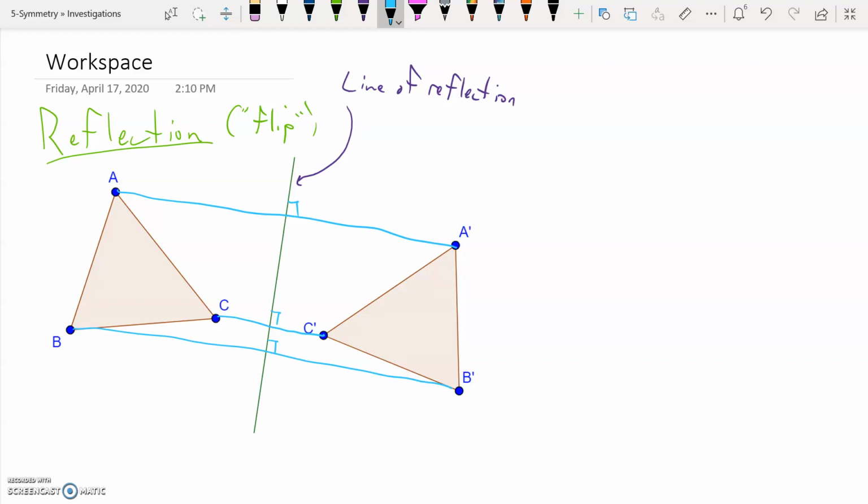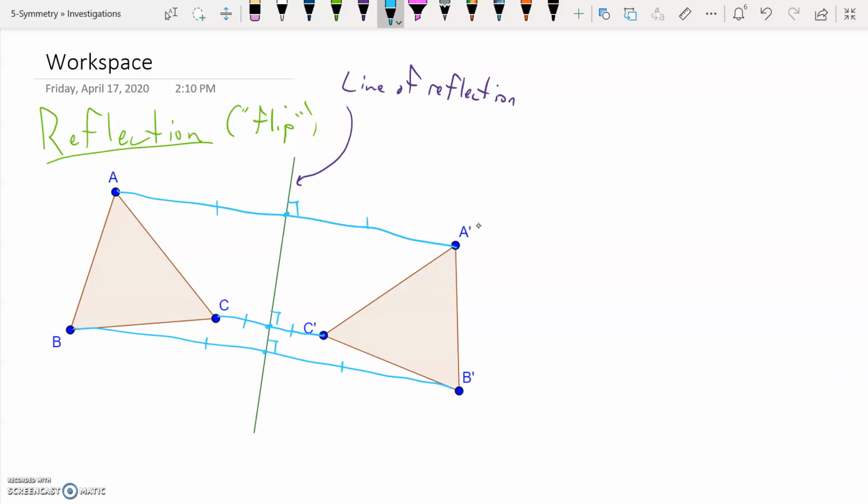The other thing that has to be true is the distance of a point to that line of reflection is equal on both sides. So point A is the same distance from the line of reflection as the copy of point A is from that line of reflection. So those two measurements are the same. We could do the same thing for this line down here. C and the copy of C are the same distance from the line of reflection, and B and the copy of B are the same distance from that line of reflection.